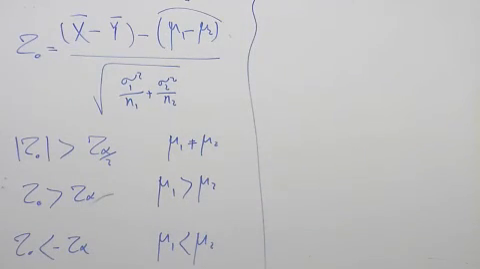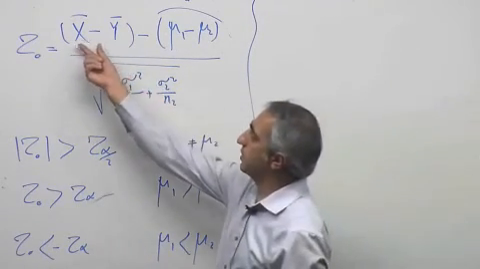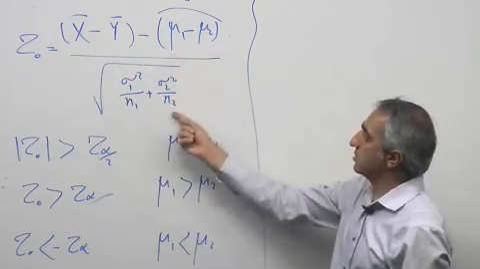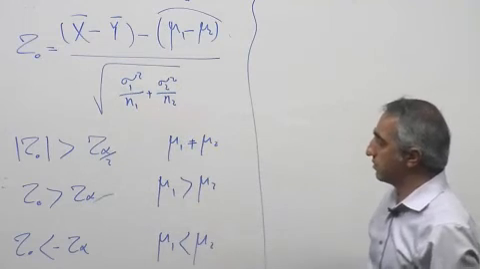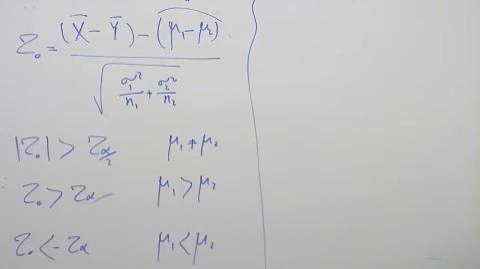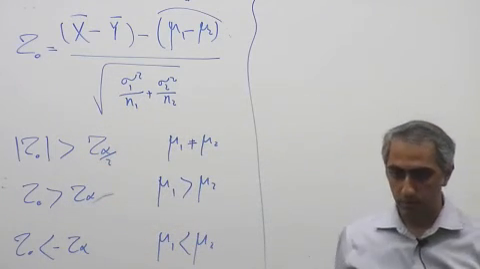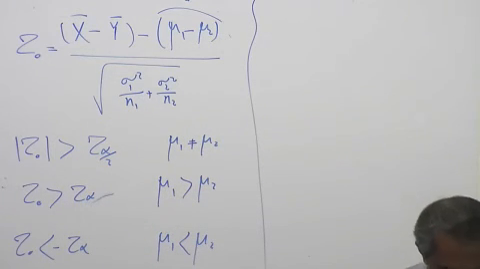So x bar is the average of the first population, y bar is the average of the second population, and this is going to be 0. These are given, so you can easily find z0 and then compare it with the critical region.